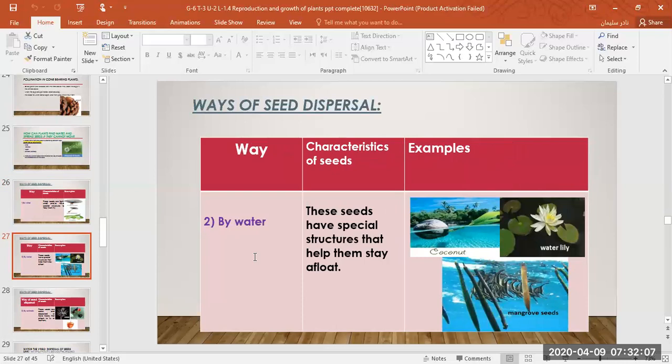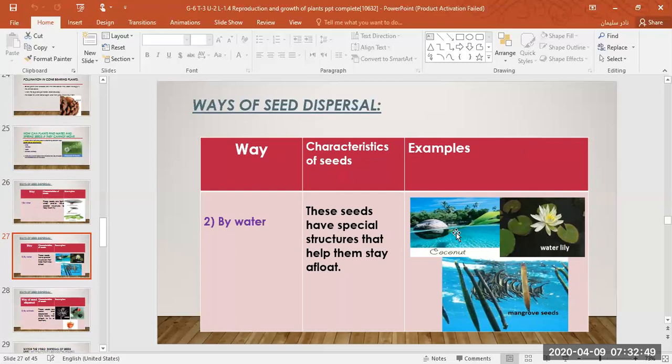Now you will ask yourself, how does water allow seeds to spread? Yes, some seeds have special structures that help them to float. These seeds are able to be taken by water from one place to another. So here, as you observe in these pictures, coconut is able to float on the surface of water, so this allows it to be taken by water from one place to another.